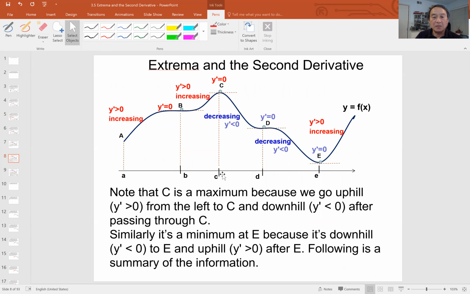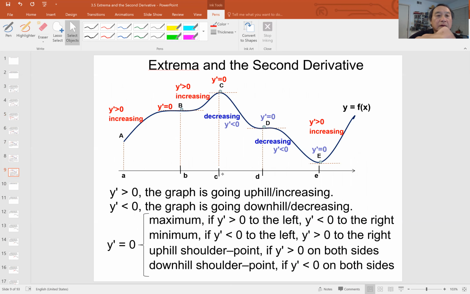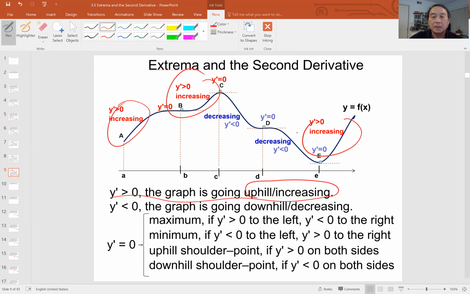So we can basically summarize the first derivative in these pictures. Y prime positive, it's going uphill. Y prime negative, that's where the track is going downhill. And where it's equal to zero is where the points are flat. In this picture, it's a maximum if it's coming uphill followed by going downhill. So this is a maximum right here. You go up, then come down.